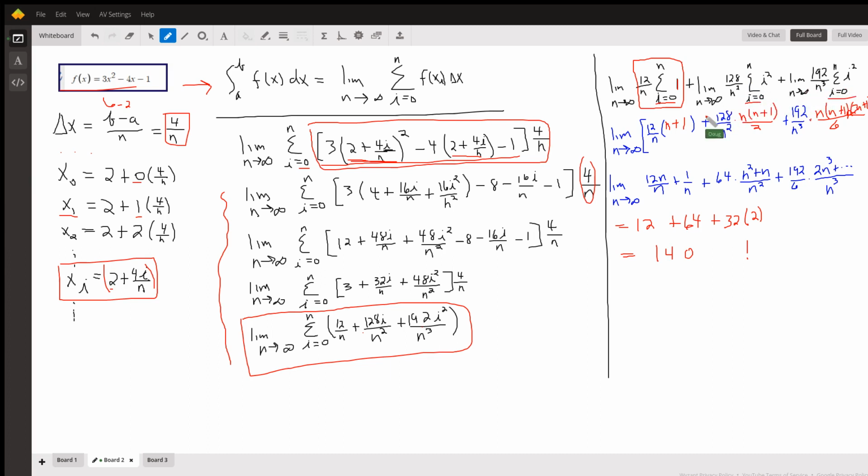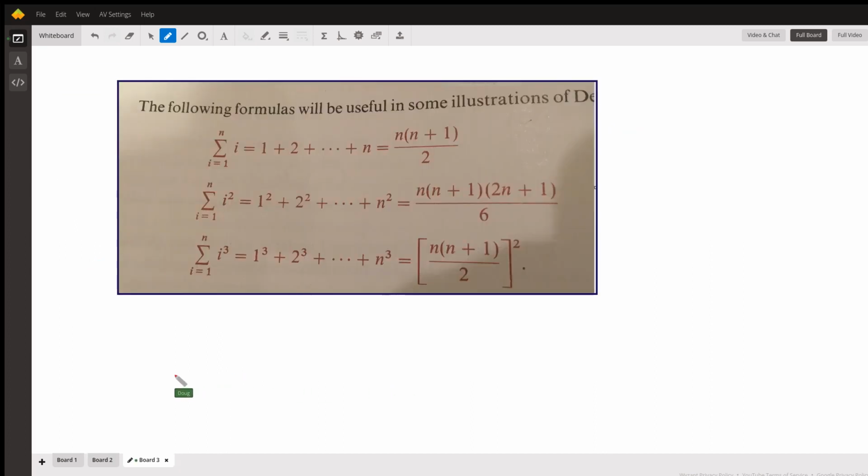Now, how do I evaluate each of these summation symbols that I've underlined in red here? Well, here are the formulas. The sum from i equals 1 to n of i is this, and for i squared, it's this. Now, if I start at 0, that's not going to change the formula, because if I put 0 in for i, I still get a 0.